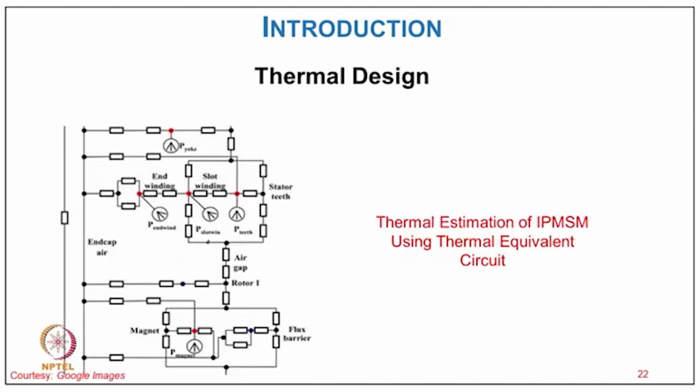This is typically a thermal estimation of an interior permanent magnet synchronous motor using a thermal equivalent circuit, as shown here. We have the end cap air, and then we have different parts, how the thermal resistances are shown, and the loss distribution in different parts is shown as P, the losses in different parts, including the magnets as well as the stator and winding. It is a thermal equivalent circuit of this interior permanent magnet synchronous machine, including the magnet in the interior body.